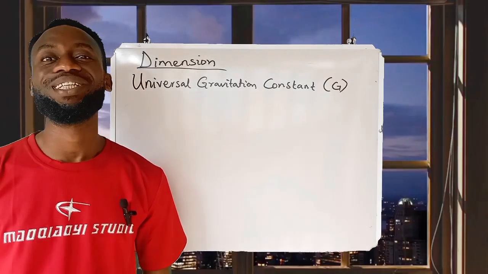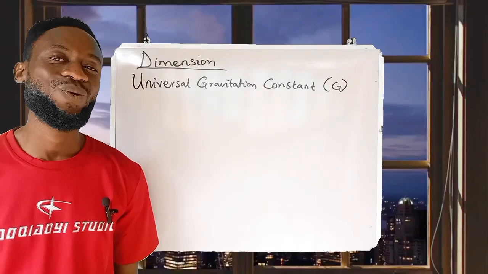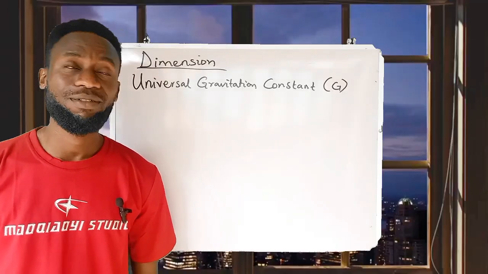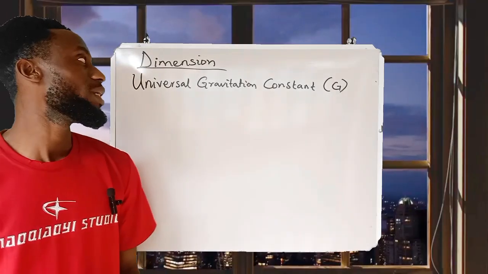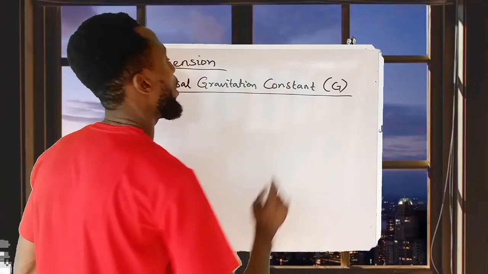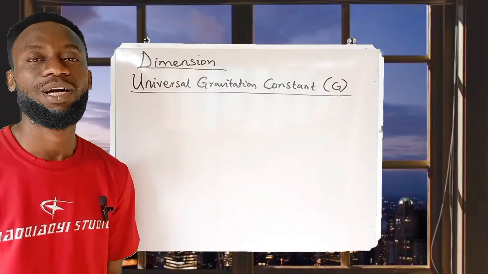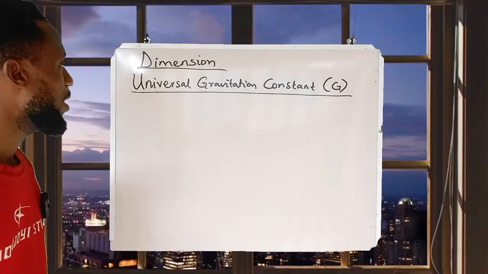We are still talking dimension, and this is a final video to help you manipulate questions related to dimensional analysis. We have just about 3 complex examples, after which we are done. But before we continue, I would like us to find the dimension of this important parameter called the universal gravitation constant.